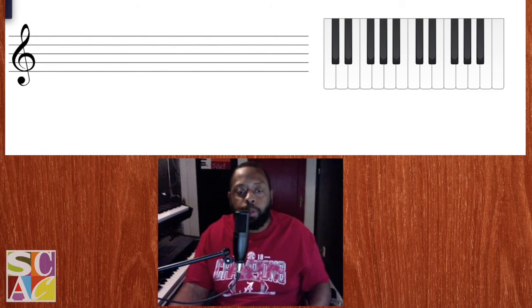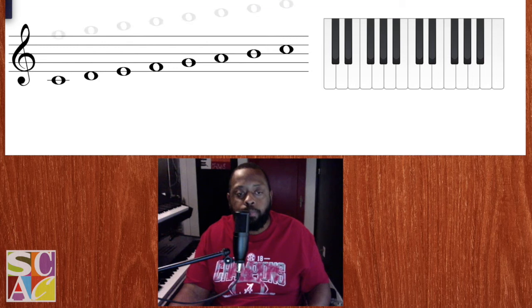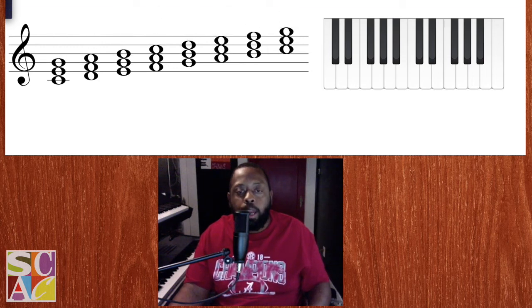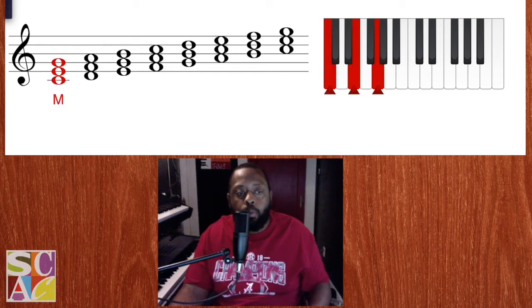First, let's put the scale to the key of C major on the staff. Next, we're going to stack 2 generic thirds on top of each note. And now let's analyze each triad, beginning with the C major triad. Notice the letter M and its capitalization. Anytime you see an M that is uppercased, that means that the triad or chord is in major form.